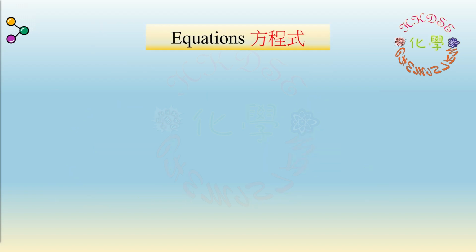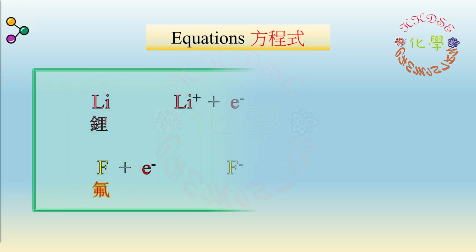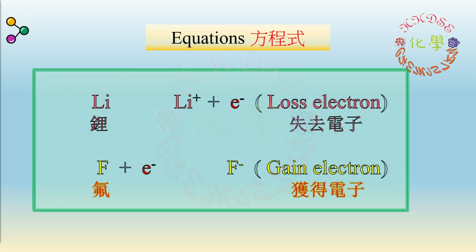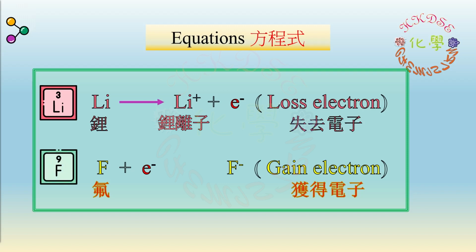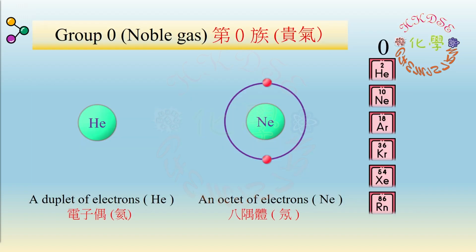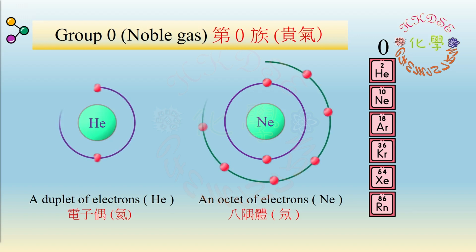Just like we can write chemical equations between different atoms, we can also write equations to show the gain or loss of electrons. For example, in the case of lithium, we could write that a lithium atom goes to form a lithium ion plus an electron. Or let's say we were looking at fluorine, we could write that fluorine plus an electron forms a 1- fluoride ion. Lastly, noble gases do not form ions, since they have a complete outermost shell.